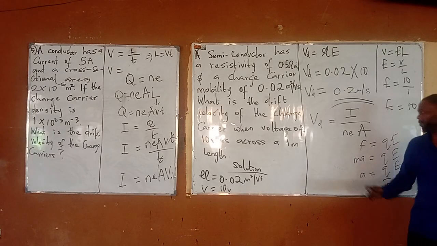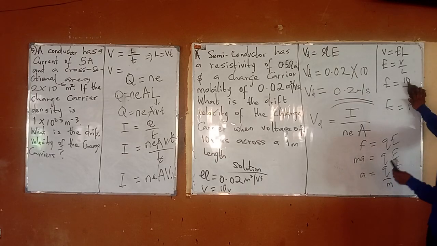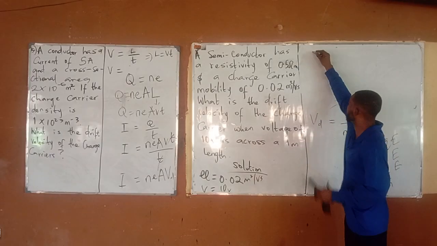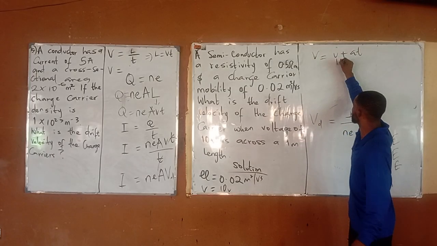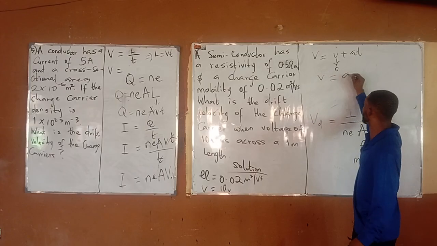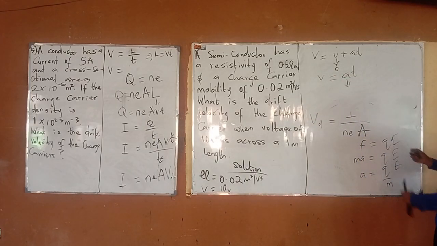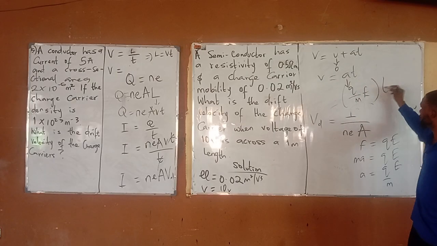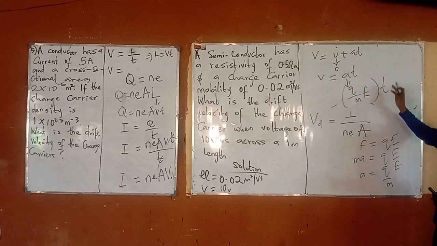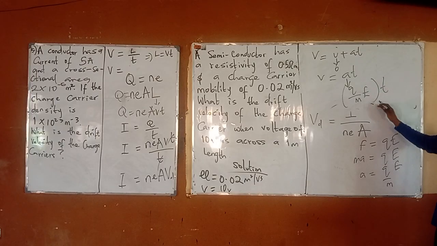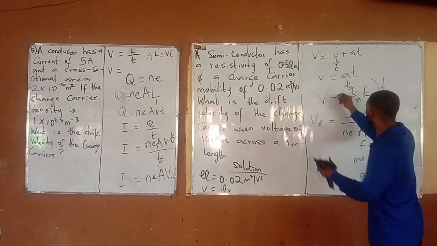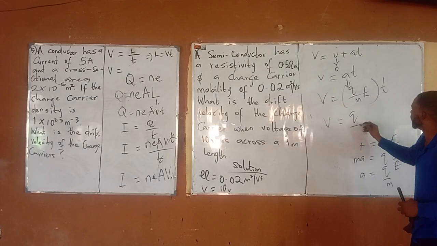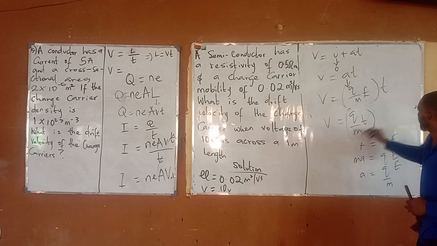We've noted it. If that be the case, then V itself, from the formula V equals U plus AT, where the initial U will be 0, so V is equal to AT. Replace the A here with everything here, so you have QE over M, times this T. Now we carry this E outside and say that V is now equal to Q over M times T, then bring the E outside.